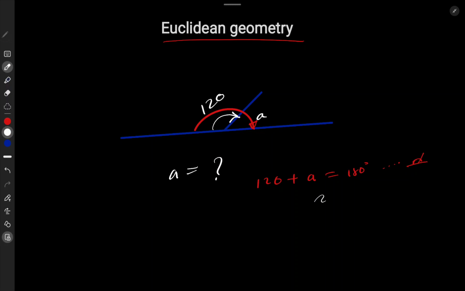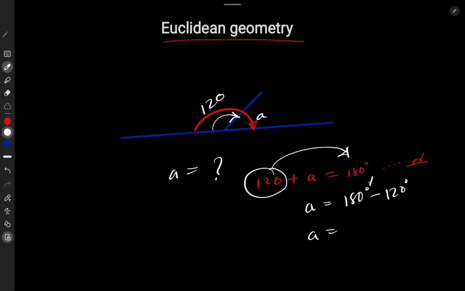And then you're going to solve for A. You isolate A by taking 120 to the other side. You'll have 180 minus 120 degrees. And don't forget that your teacher will penalize you for not writing these degrees, okay? Make sure that they are there.